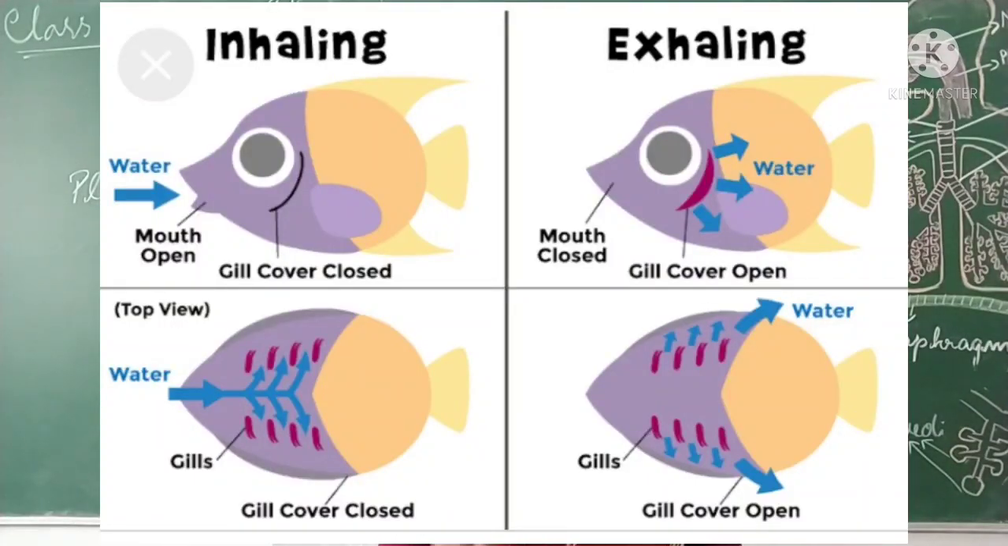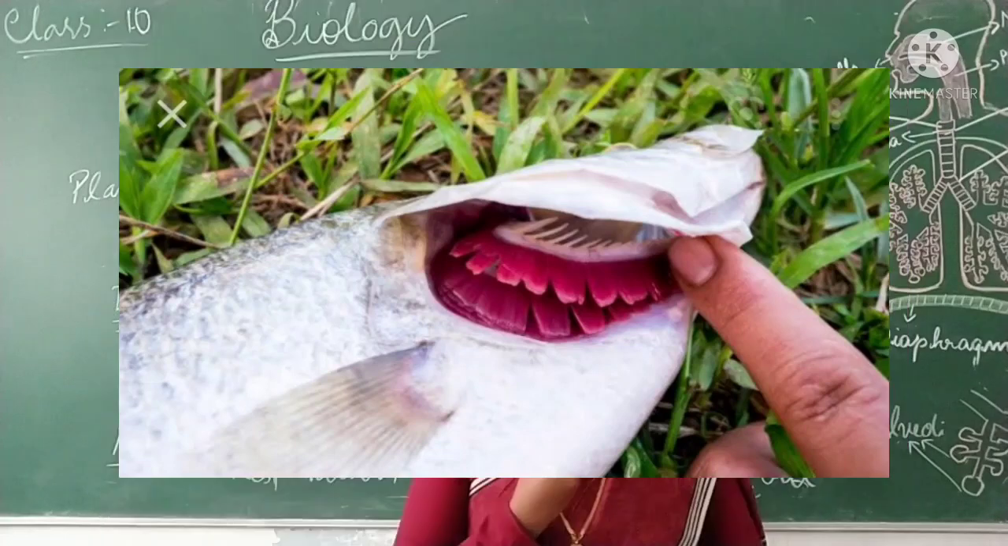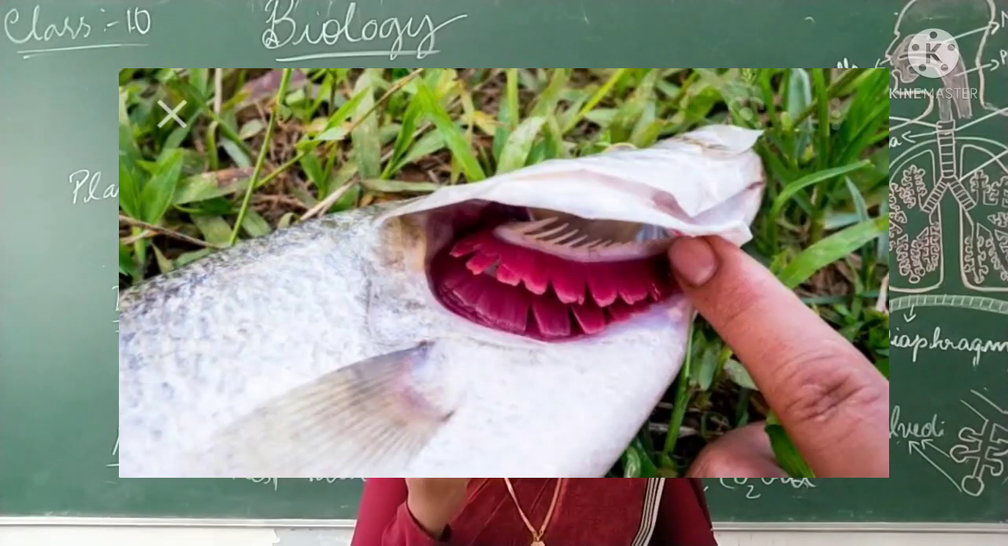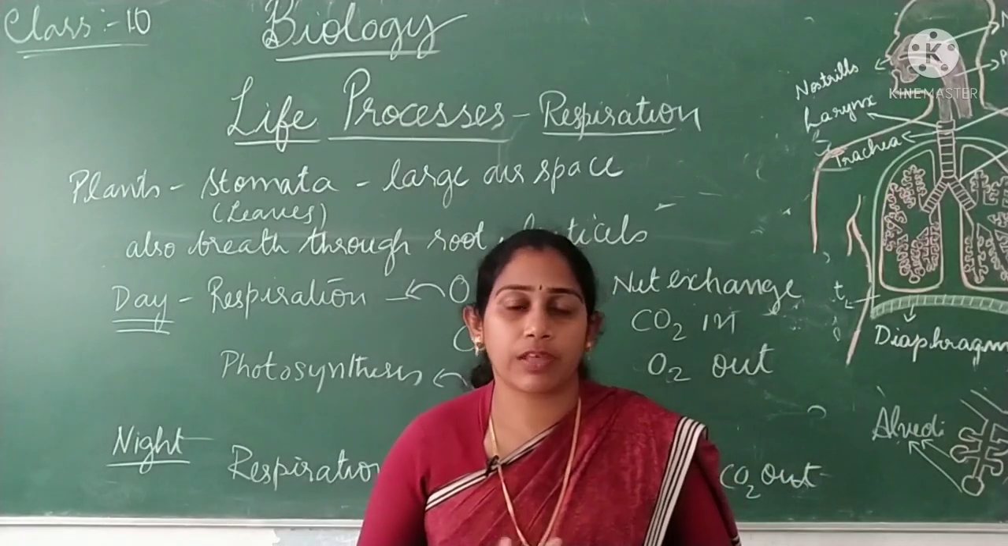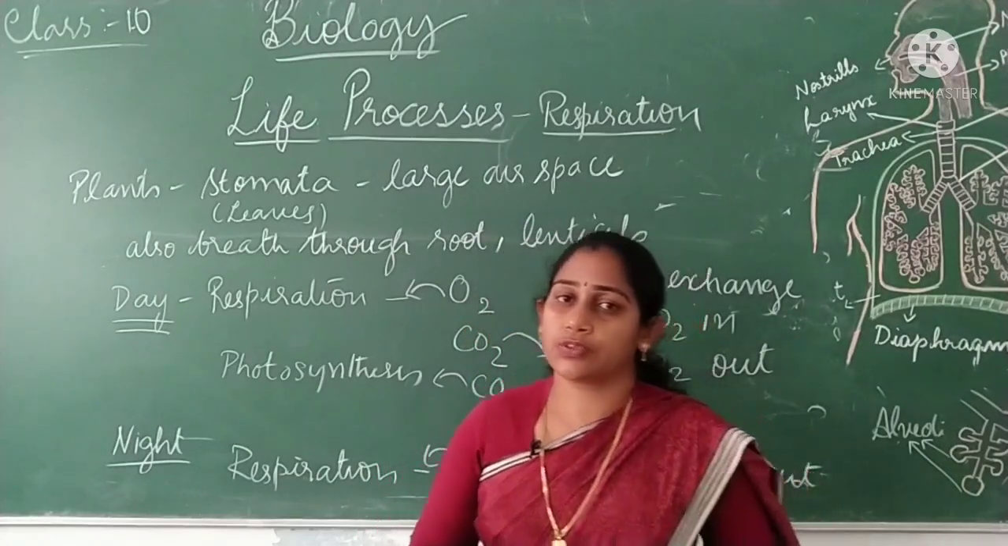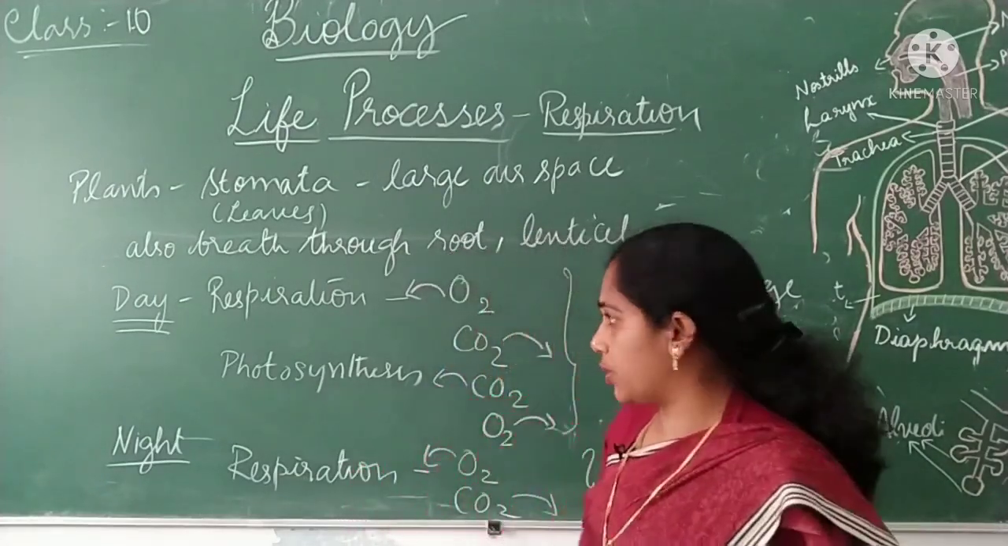If you observe the fishes in an aquarium, you can see they keep opening and closing their gills. It's through the gill cover that they take in the oxygen dissolved in the water, right? So you can see they are breathing profusely. They have a faster rate of breathing to balance the oxygen in their body.